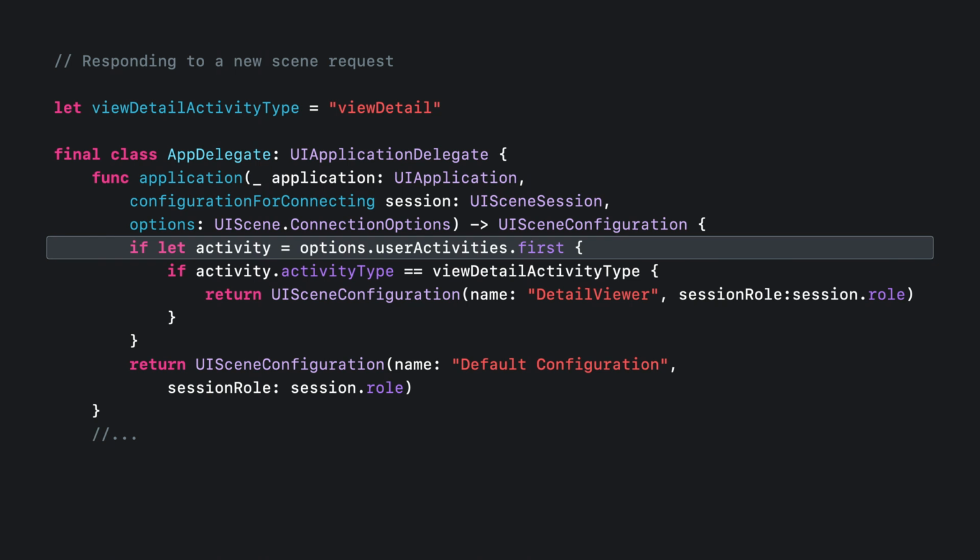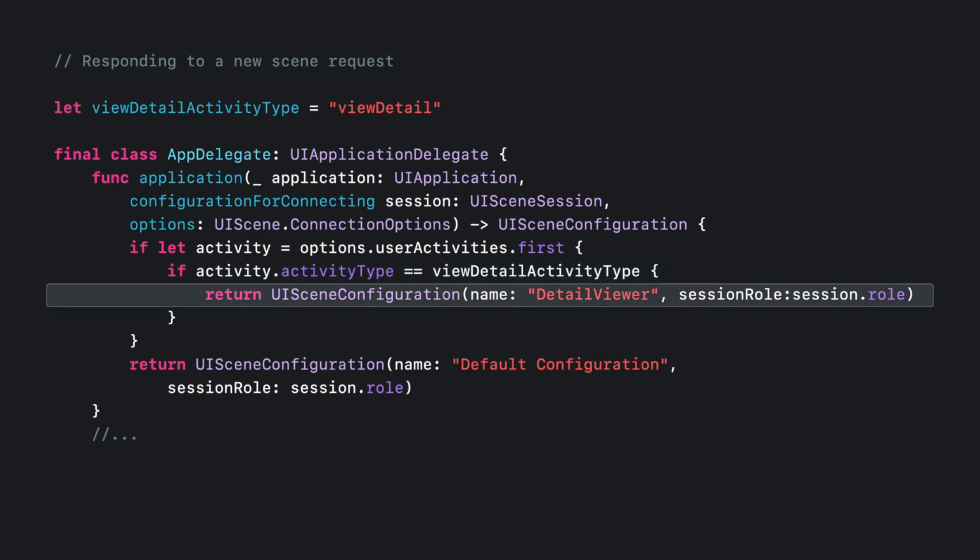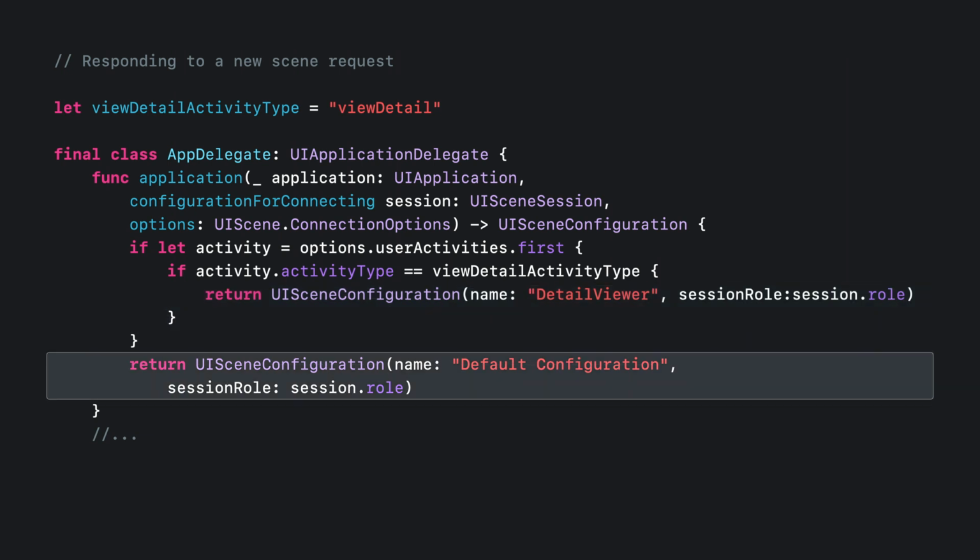If there is an activity we need to handle, we then check its activity type. Here, we test if it's equal to the view detail activity type. If so, we return the scene configuration named Detail Viewer. This will cause the system to check in our Info.plist for a configuration of that name and load the appropriate scene and scene delegate classes and display the specified storyboard in a new desktop window. If no specific scene configuration should be loaded, we fall back to returning the default configuration.